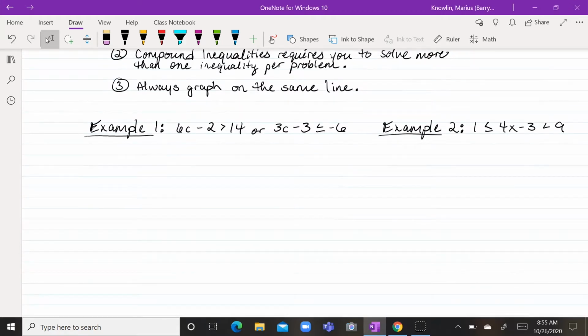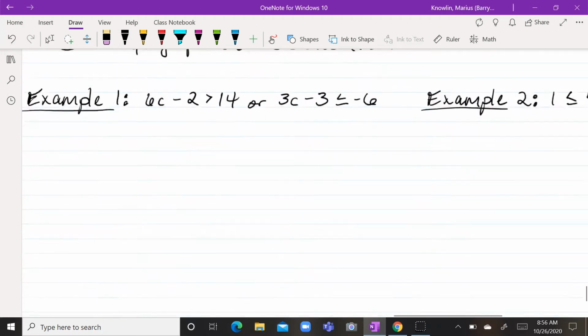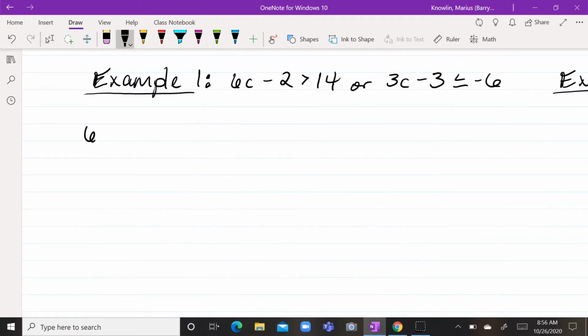I'm going to rewrite it. So it says 6c minus 2 greater than 14, or 3c minus 3 less than or equal to negative 6. So we want to write these separately and solve them separately. Oops, wrong marker. 6c minus 2. Let me zoom in here. 6c minus 2 greater than 14. And we have to do 3c minus 3 less than or equal to negative 6.